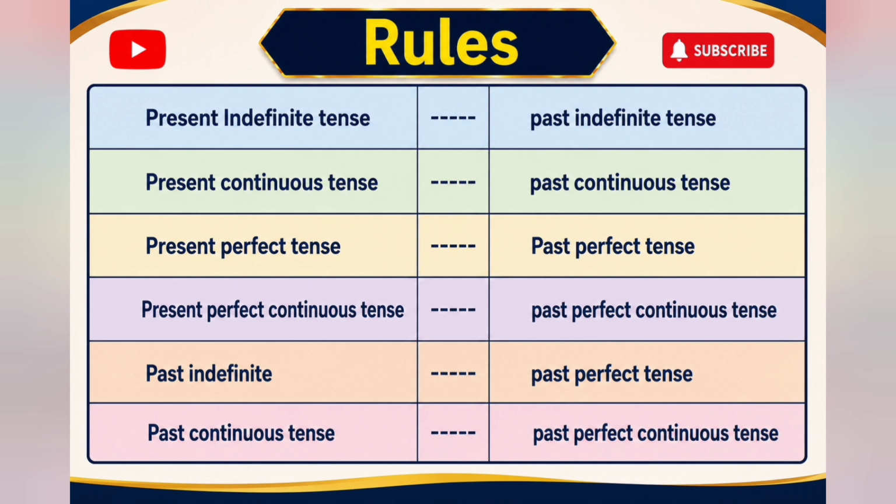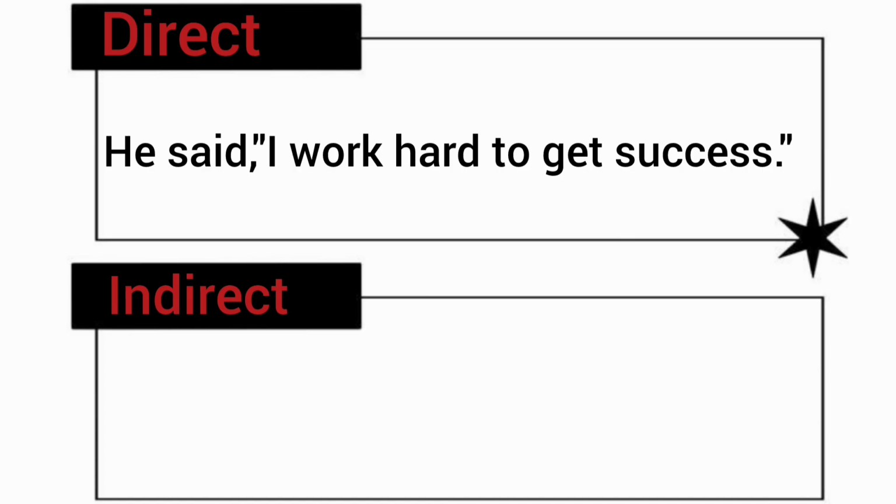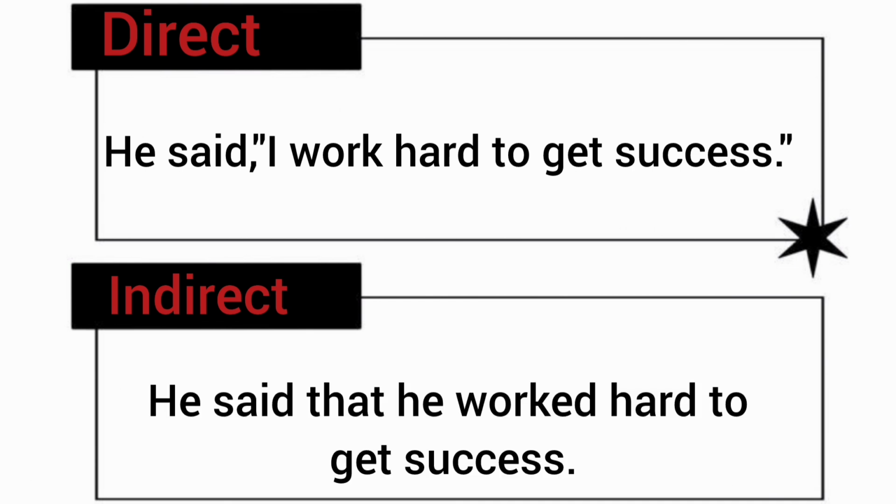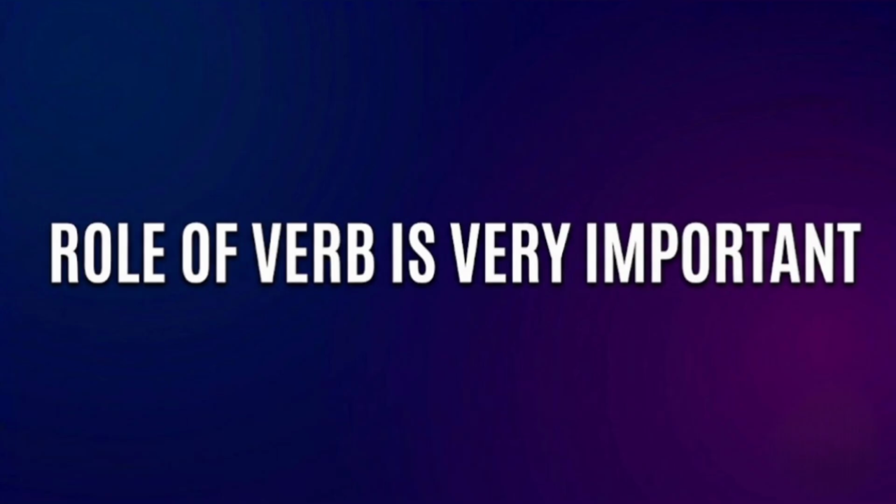Now let's go through each and every change with the help of examples. The first one I have explained, that is, he said, I work hard to get success. And when you change it, you will certainly change the sentence to: he said that he worked hard to get success. Always remember that the role of the verb is very important when we are talking about tenses. The verb, or the helping verb, is the only thing meant to explain the tense of the sentence.